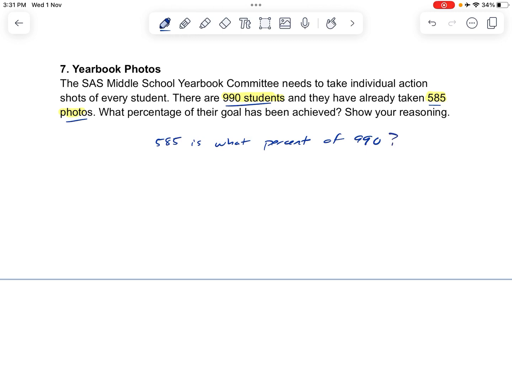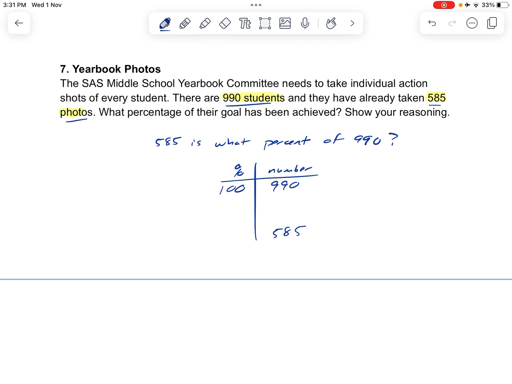I'm going to use a table on this one. So I've got my percentage and my number. Now, we know that the total number of students is 990, and that means that is going to be 100%. And what I need to do is figure out what is 585. So I need to get from 990 down to 585.